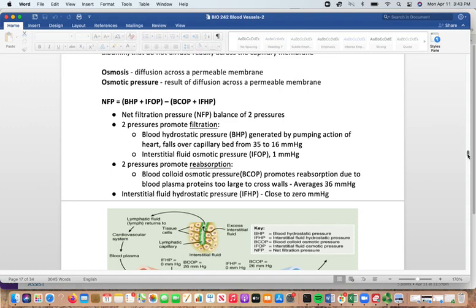The pressures promoting absorption are going to be your blood colloid osmotic pressure. That's going to promote reabsorption because the blood plasma proteins are too large to cross the wall, so it's going to pull water in to dilute them. It averages about 36 millimeters of mercury. Your interstitial fluid hydrostatic pressure is close to 0.